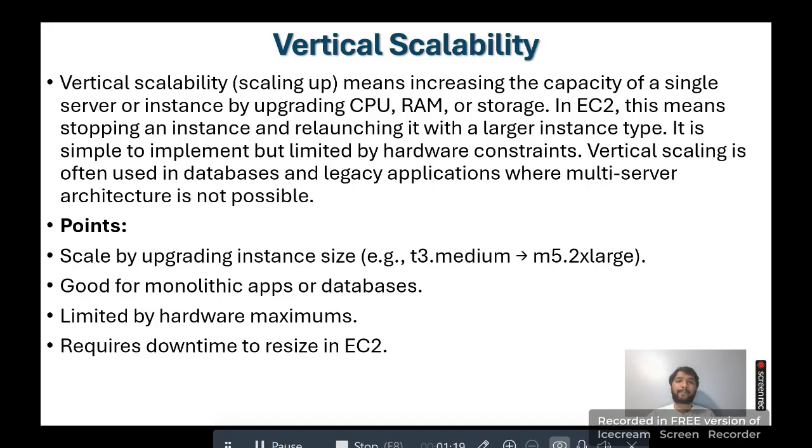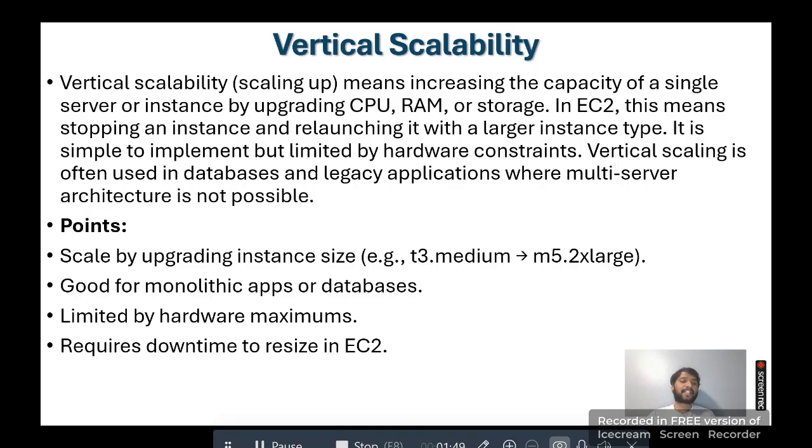Vertical scalability means increasing the capacity of a single server or instance by upgrading CPU, RAM, and storage. In EC2, this means stopping an instance and relaunching it with a larger instance type. It is simple to implement but limited by hardware constraints. Vertical scaling is often used in databases and legacy applications where multi-server architecture is not possible.